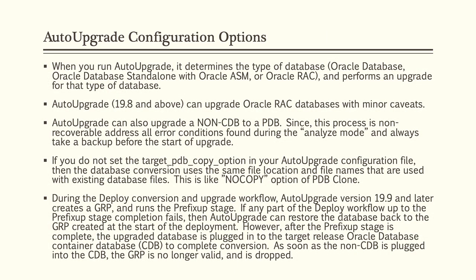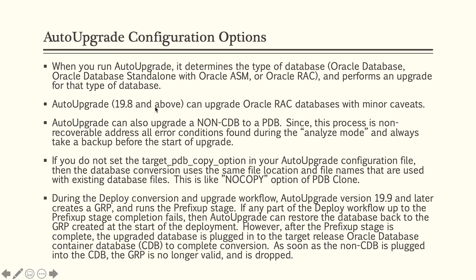Then some of the config options. When you run AutoUpgrade, it determines the type of the database, meaning whether yours is an Oracle database standalone with ASM, without ASM, or it's a RAC database. And trust me, it is capable of doing all types of upgrades. So you can run enterprise edition, standard edition, standalone, with ASM, without ASM, RAC databases. All of them can be upgraded with the AutoUpgrade tool.